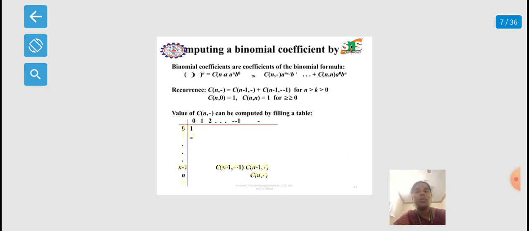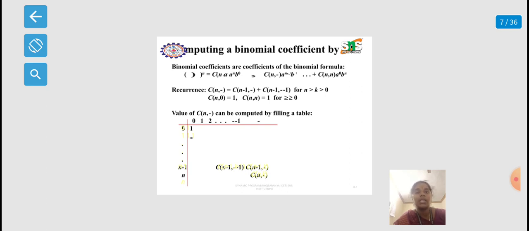(a plus b) whole power n equal to C of n comma 0 into a power n and b power 0, plus up to plus C of n comma k into a power n minus k and b power k, plus up to plus C of n comma n into a power 0 and b power n. The recursive relation is defined by the previous formula.